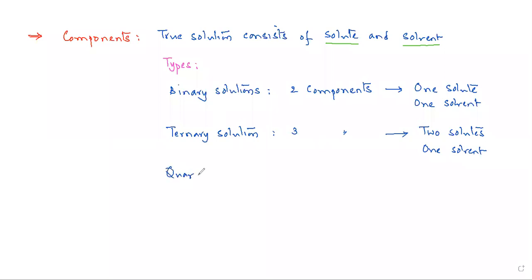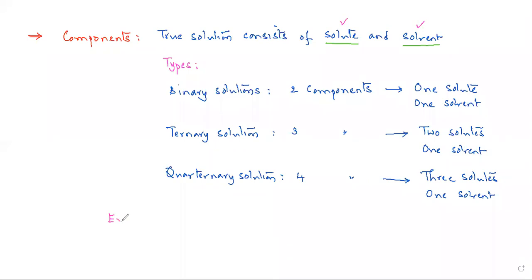Then there is a quaternary solution that has four components: three solutes and as usual one solvent. A solution can have just one solvent. Now let me tell you what actually a solute and solvent is.